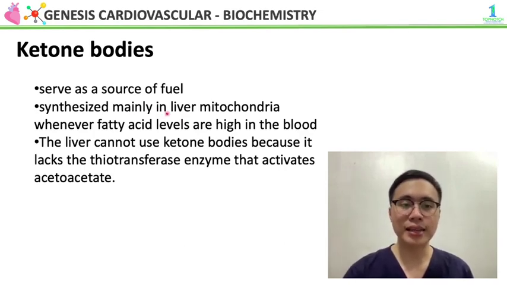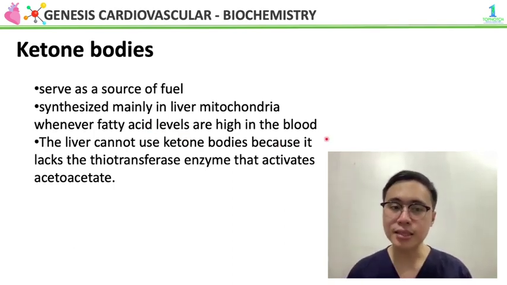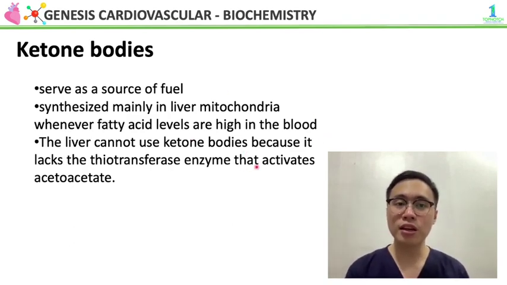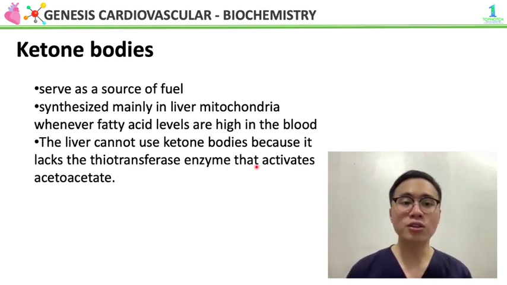They are synthesized mainly in the liver mitochondria whenever fatty acid levels are high in the blood. But what's unique about ketone bodies is that the liver cannot use them. The liver makes them but cannot use them as a fuel source, because the liver lacks the thiotransferase enzyme that is necessary to activate acetoacetate. Okay.